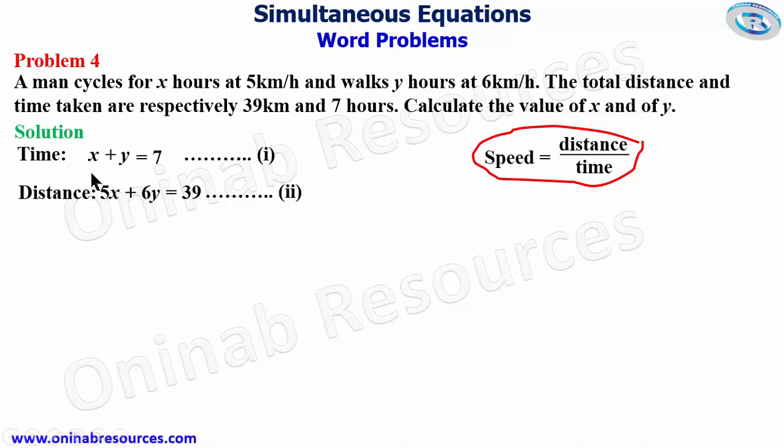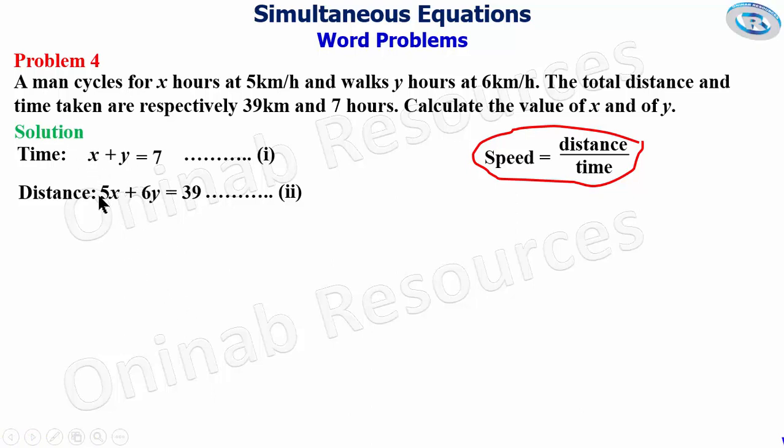Now, we have to solve the two equations simultaneously. For your information, the coefficients of x and y in the first equation are both 1, while here we have 5 and here 6. So we can just multiply equation 1 by either 5 or 6 to eliminate x and y respectively.